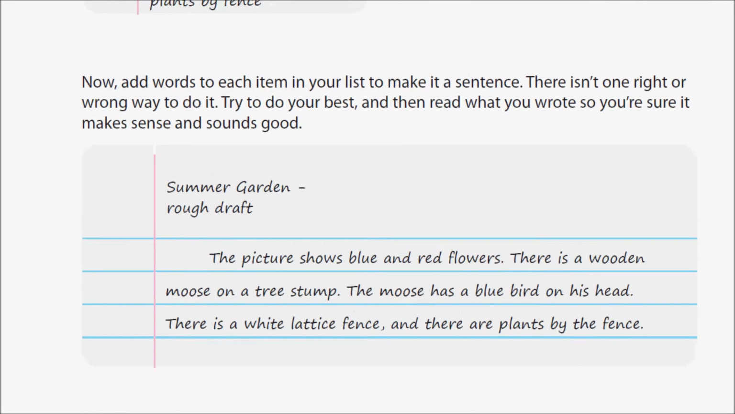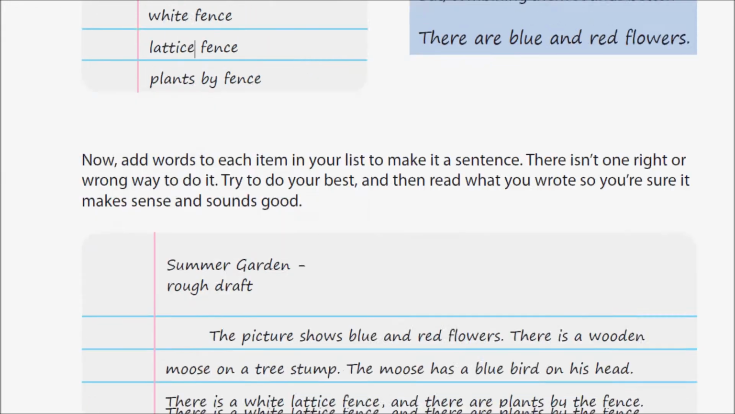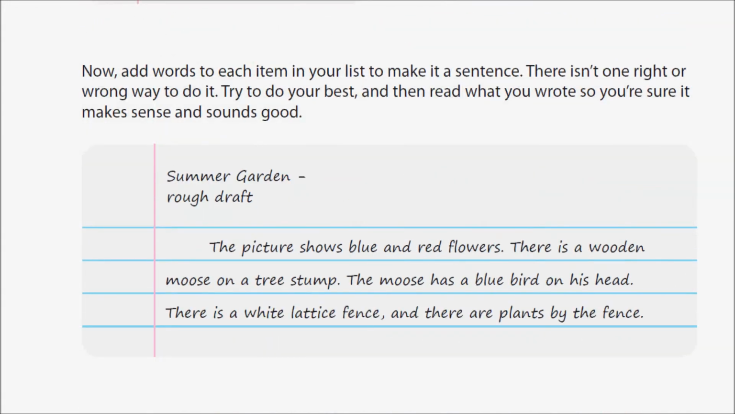And here's one way that you might do it. The picture shows blue and red flowers. There is a wooden moose on a tree stump. The moose has a blue bird on his head. There is a white lattice fence, and there are plants by the fence. Okay, so that's a pretty good way to take these notes and make them into a series of sentences.